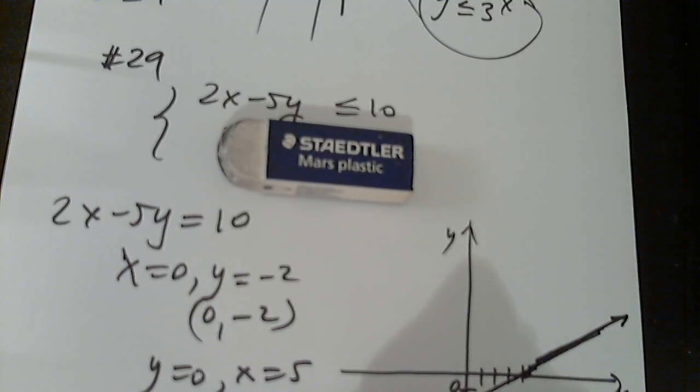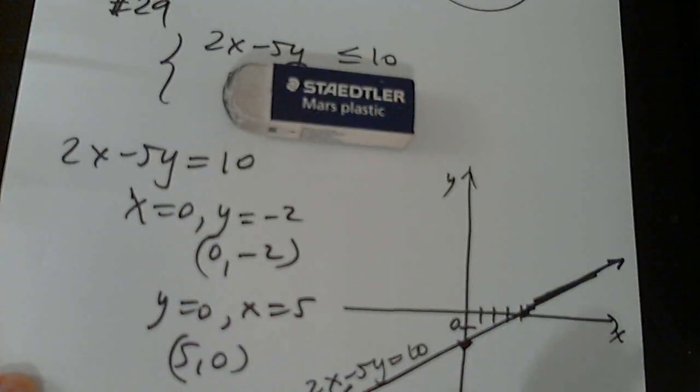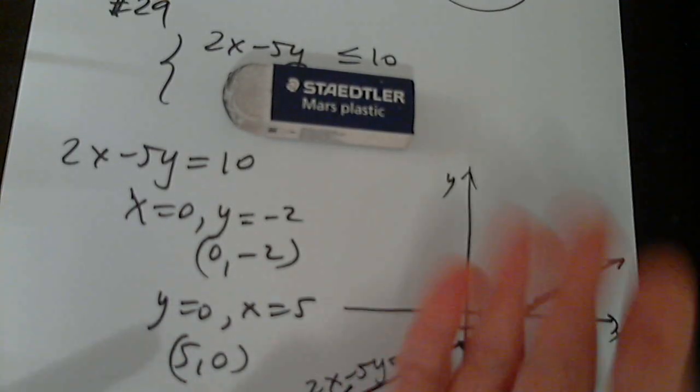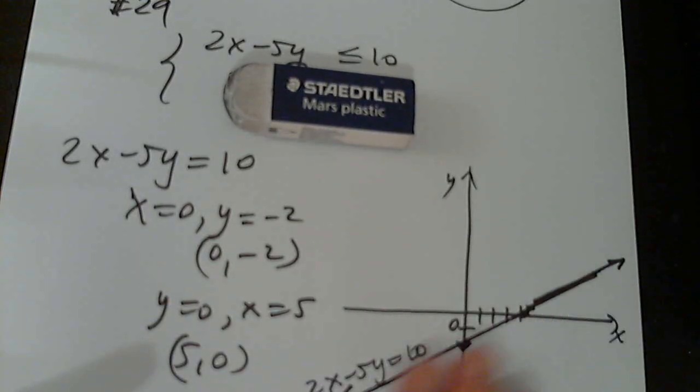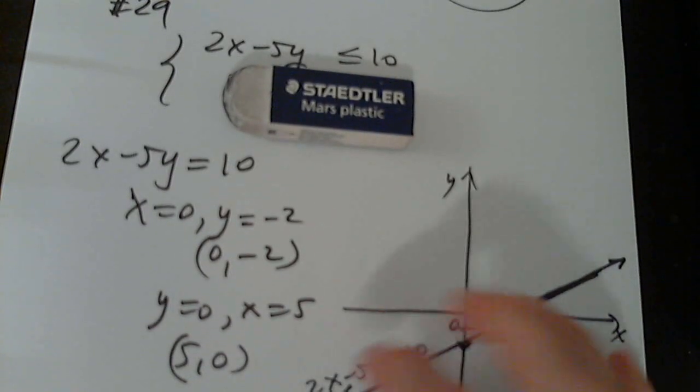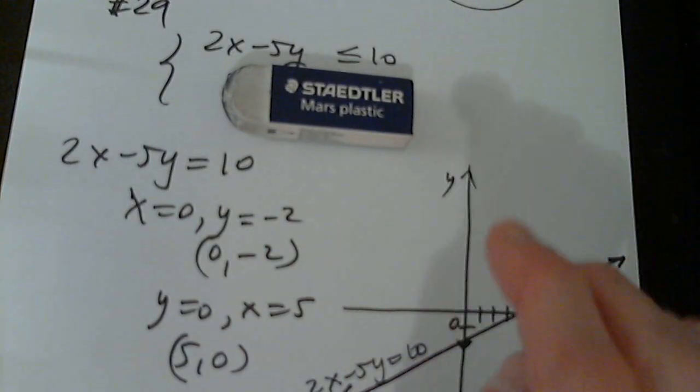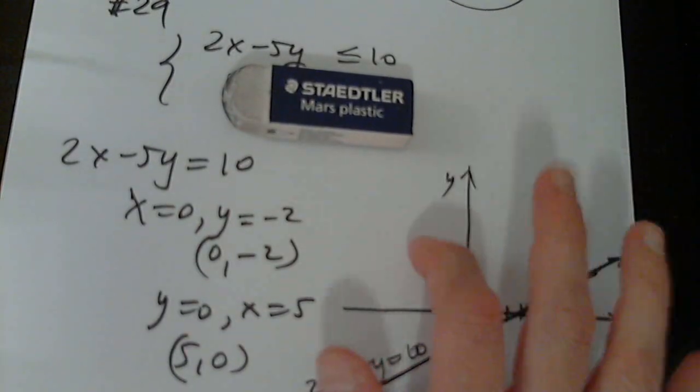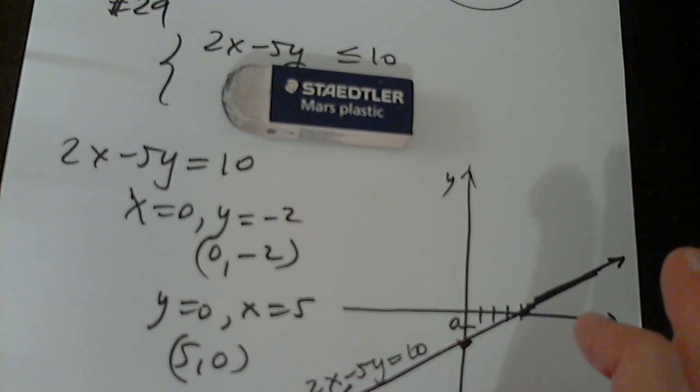This is 2x minus 5y equals 10. I will pick the origin. I see that the line divides the plane into 2 pieces, below and above. I check with 0, 0, so I'm checking the above. If it's true, I choose it. If it's not, I choose the opposite.